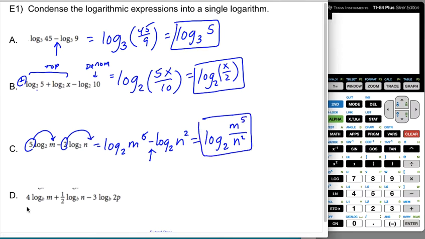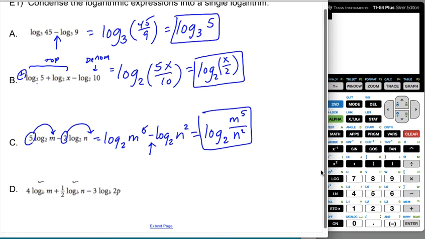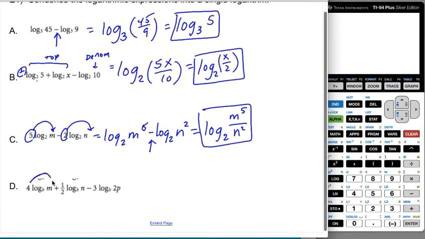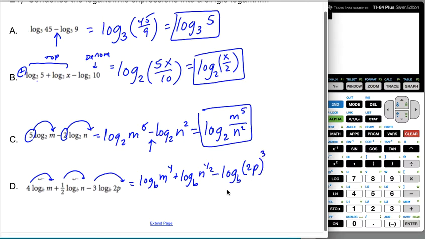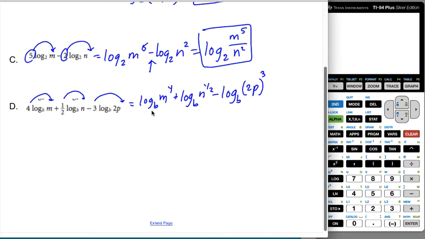All right, so last one. I'm going to move all of these powers up. So I'm going to get that this is the log base b of an m to the 4th plus a log base b of an n to the 1/2 minus a log base b of this whole quantity 2p to the 3rd, which is going to matter because the whole 2p is to the 3rd, okay? When I clean this up a little bit, the only thing I'm going to do really to clean this up is make this an 8 and a p cubed. So I'm going to go ahead and recognize that that's the same as an 8 and a p cubed.